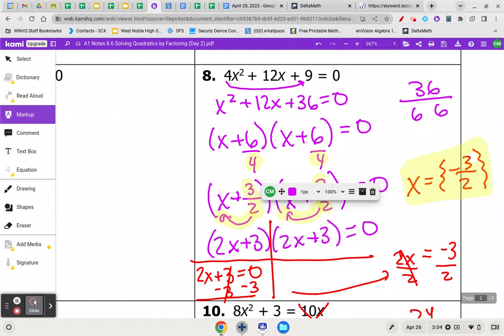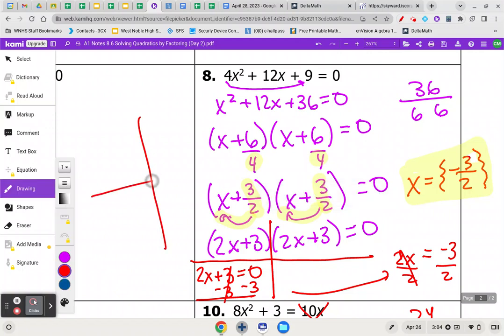So if I were to graph this, I would have my vertex on my x-axis. I would have one solution right here. And it would look something like this. Not perfect, but kind of like that.